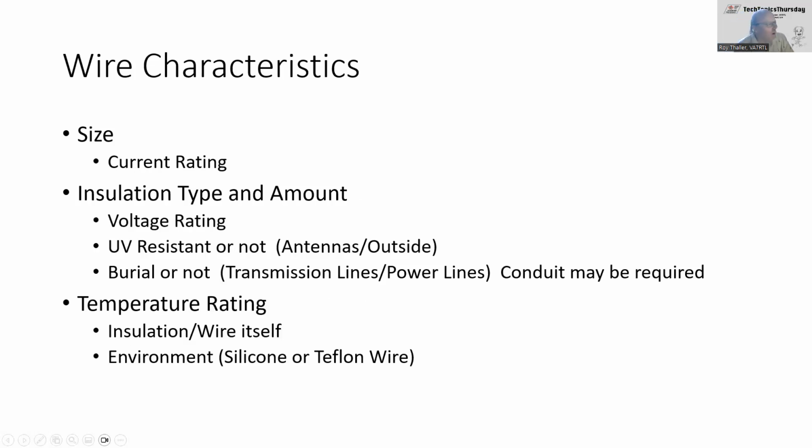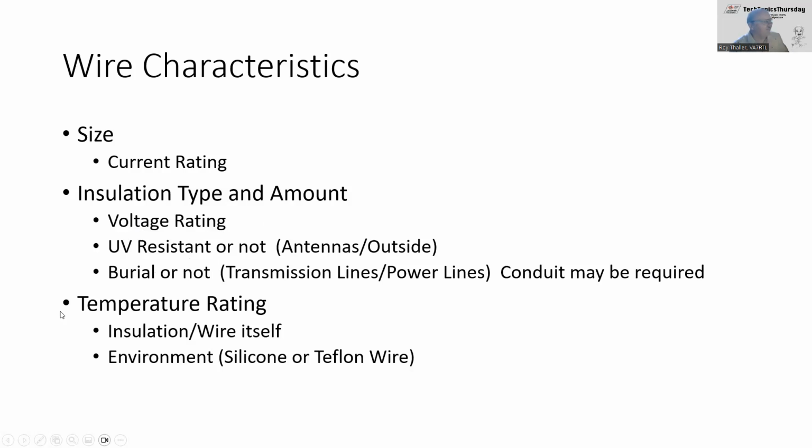So when you look at wire, typically it's the size of the wire that determines the current rating. Then you also have the insulation type and the amount of insulation, and that's typically your voltage rating of the wire. And then as I mentioned before, it's whether it's UV resistant or not, and whether you can bury it or not. And sometimes if the wire can't be buried, then you may have to put it into some conduit to provide protection.